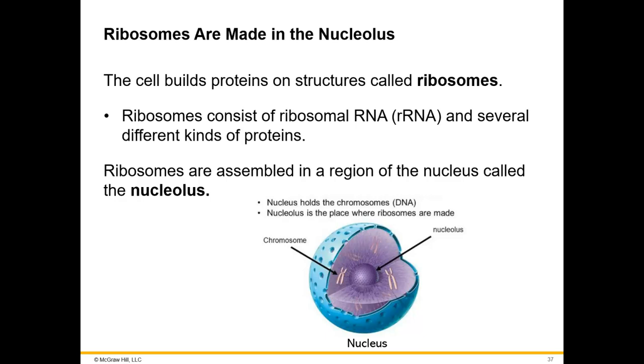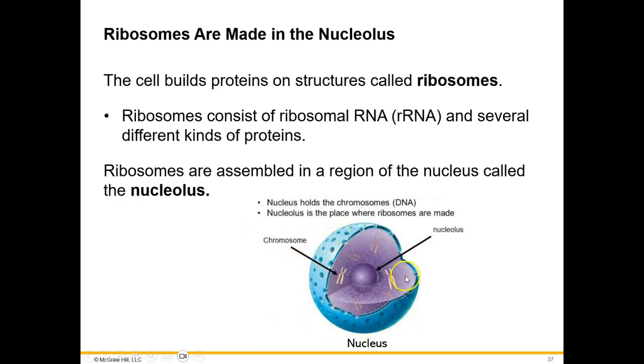The cell builds proteins on structures called ribosomes, so we mentioned those. Those were those little dots that came out of the nuclear pores here. And ribosomes consist of ribosomal RNA and also several different kinds of proteins. Those ribosomes are assembled in a region of the nucleus called the nucleolus, here at the center, and then they come out through the nuclear pores.